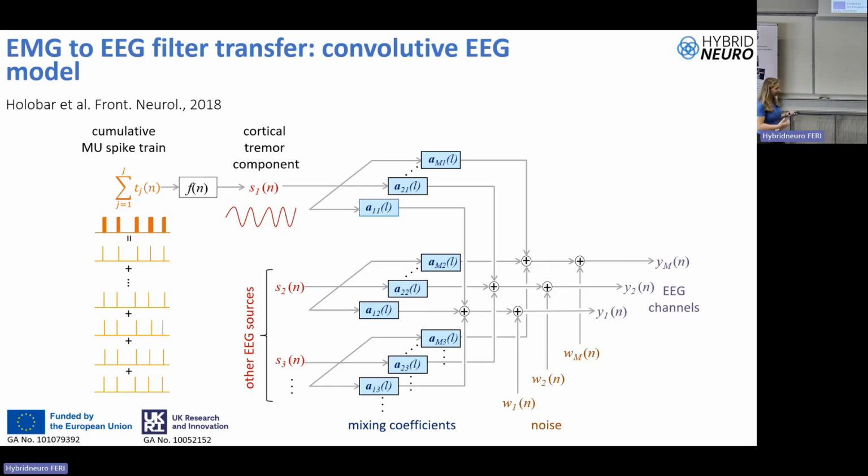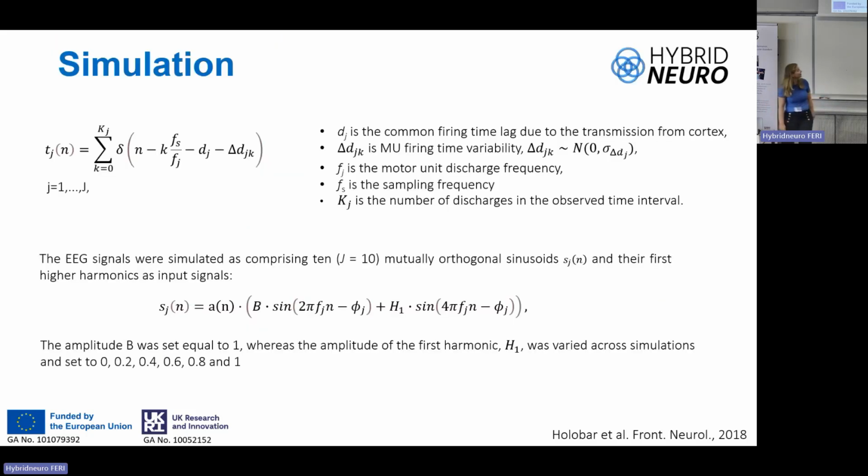So we are trying, with the use of the cumulative spike train, to extract those cortical tremor components, while the other EEG sources are non-tremoric components, with mixing coefficients. Before, they were measuring action potentials, but now there are other brain activities. The rest of this model may seem familiar because it's the same as in the previous case.